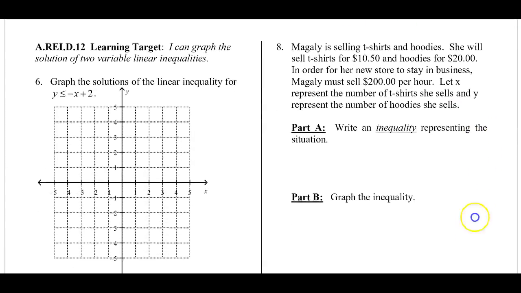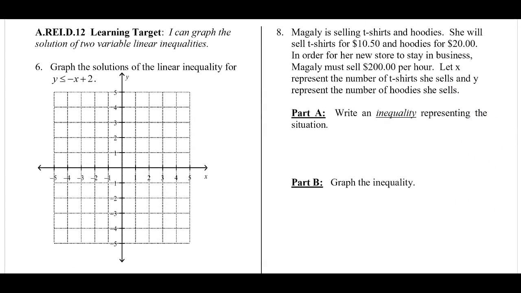Number 6 and 7 require you to graph the solution. So to graph a linear inequality, we're going to find m and b. Remember, to find m and b, we need to be in slope-intercept form. m is -1, b is +2. Because it's a less than or equal to sign, it's going to be a solid line, and we're going to have to check a point.